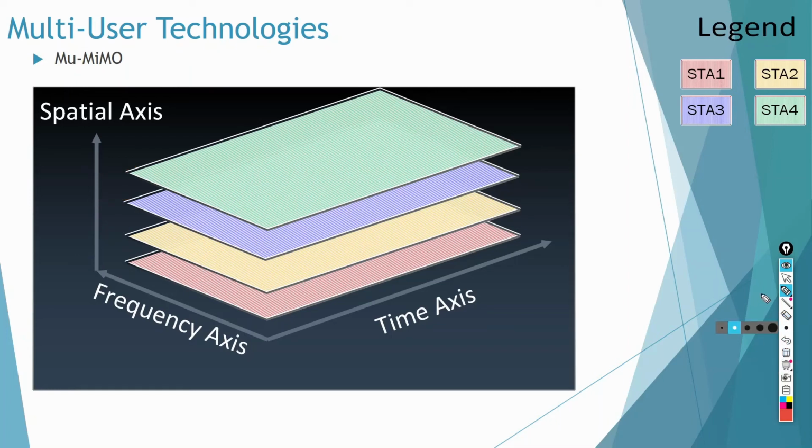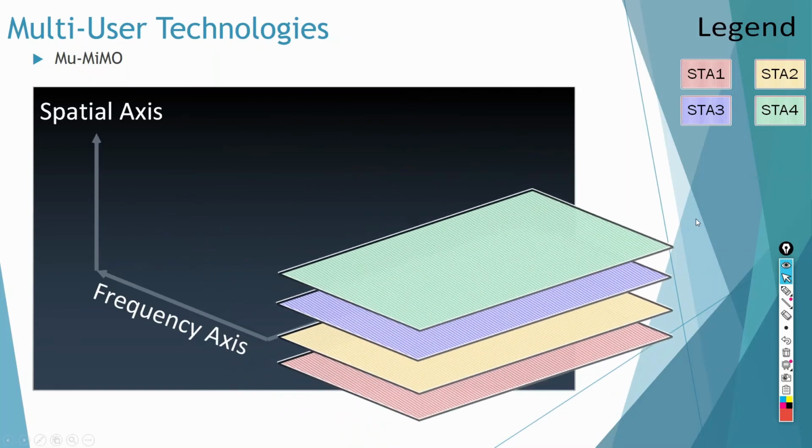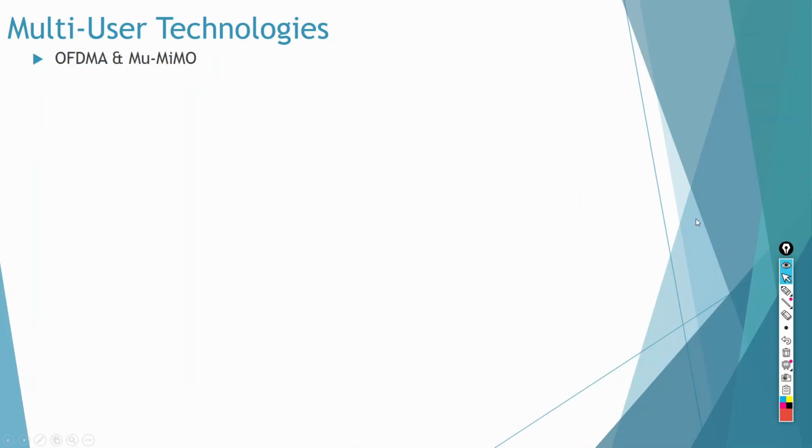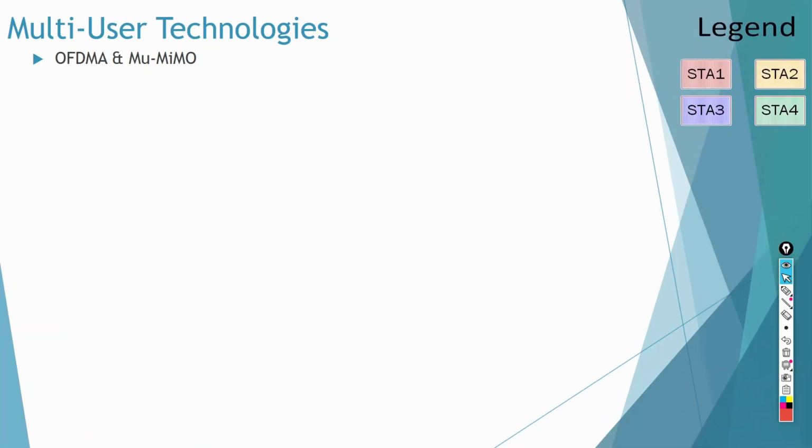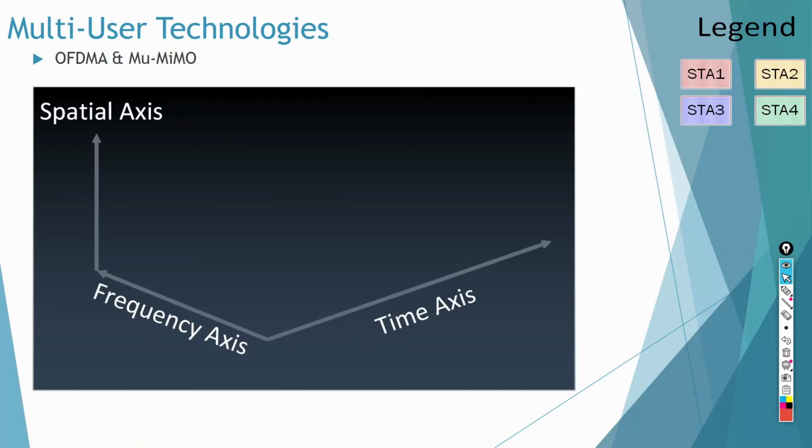And if you remember, we said that it's always better to combine both. So let's see how OFDMA and MU-MIMO transmission would look if we combine them within the cell.